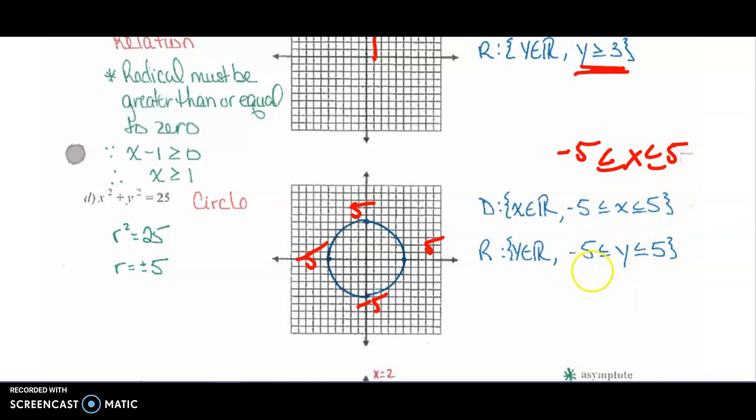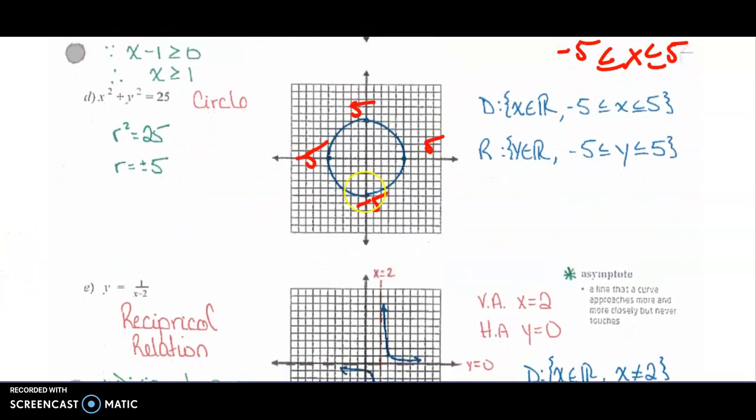Same with the y value here. You'd write it like this. So you would say y is between -5 and 5, and that's how you write the range. Now be careful. Remember, domain is x and range is y.